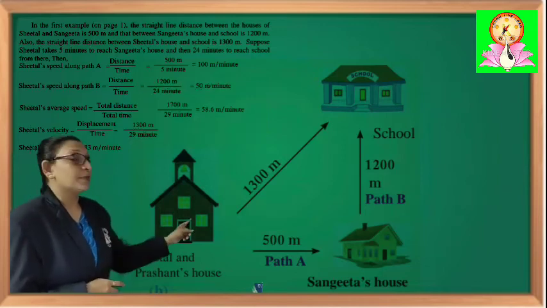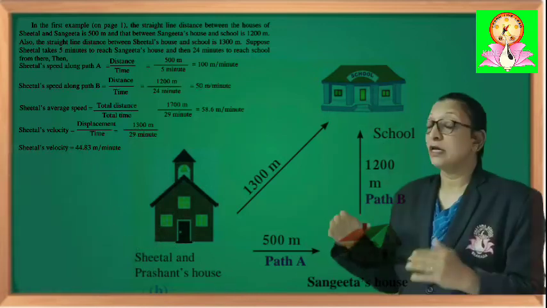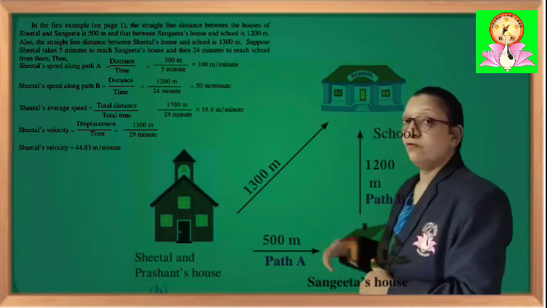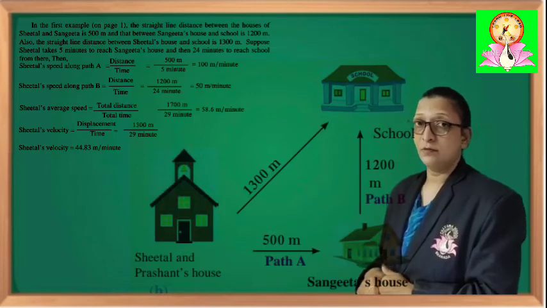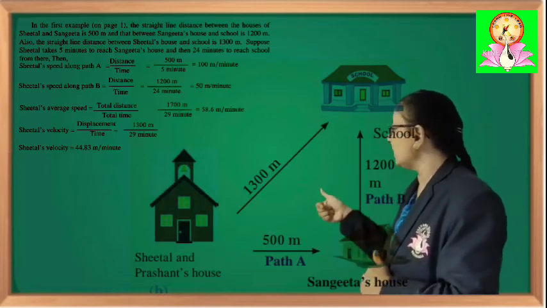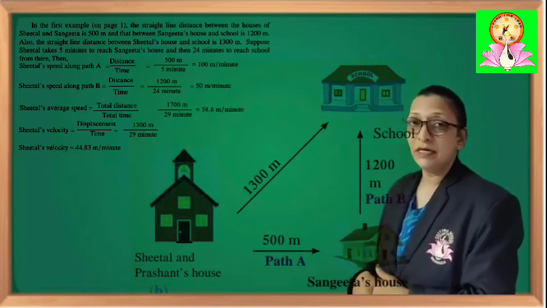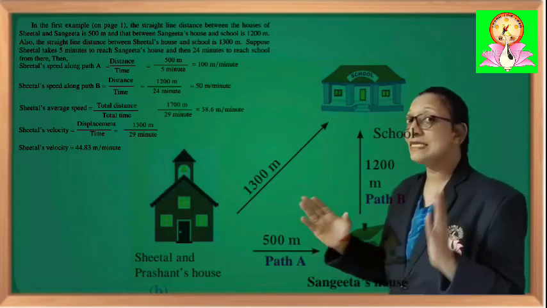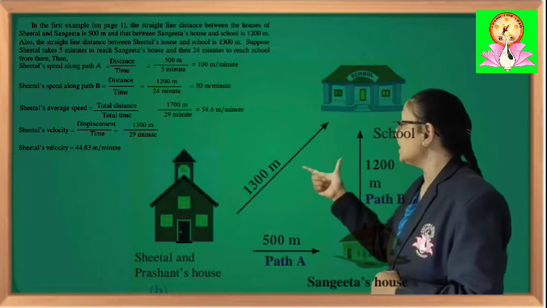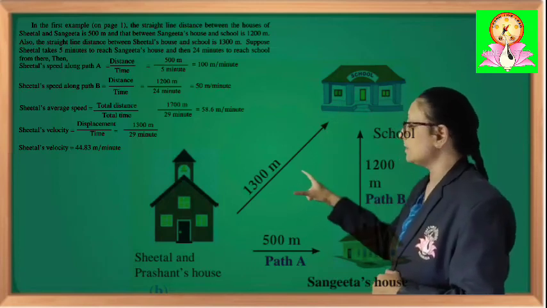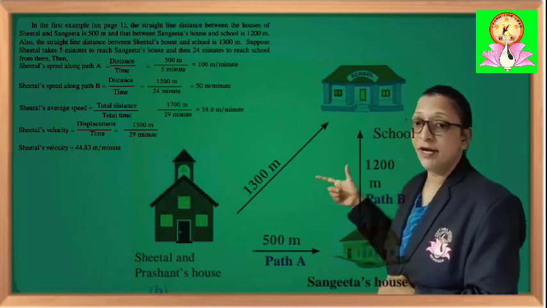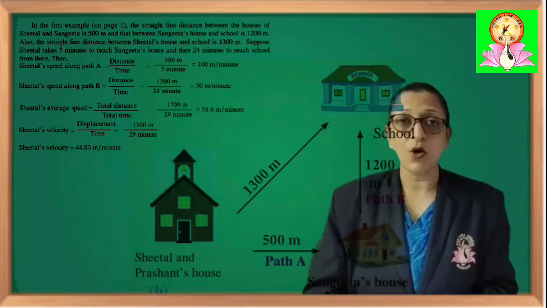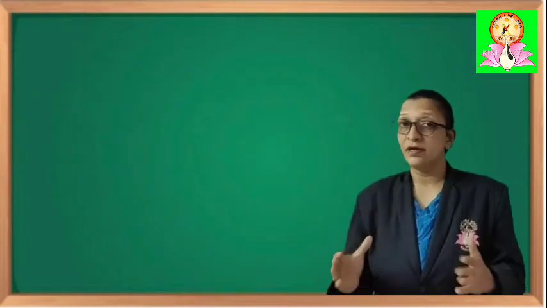58.6 meters per minute. If you observe the straight path, that is the shortest distance covered by Sheetal, and that is nothing but the actual displacement of Sheetal, 1300 meters. Time is the same. So the velocity of Sheetal is 1300 upon 29, equal to 44.83 meters per minute.